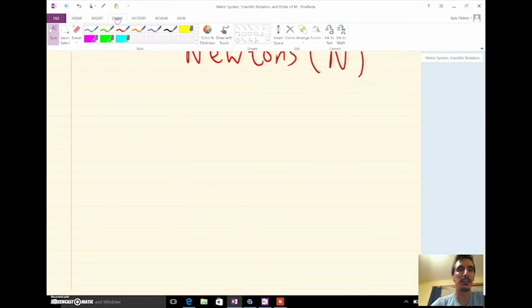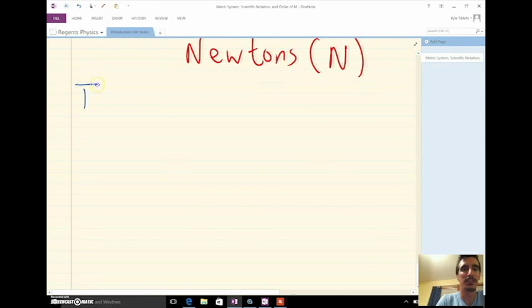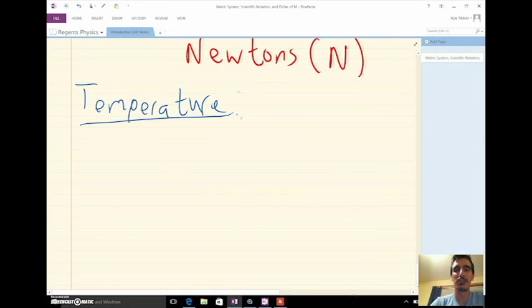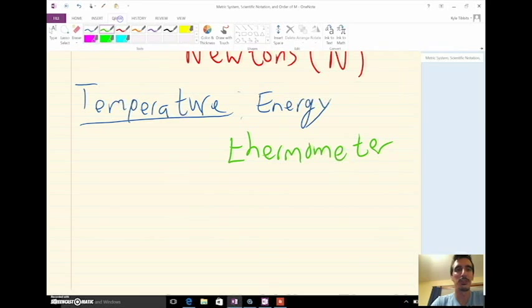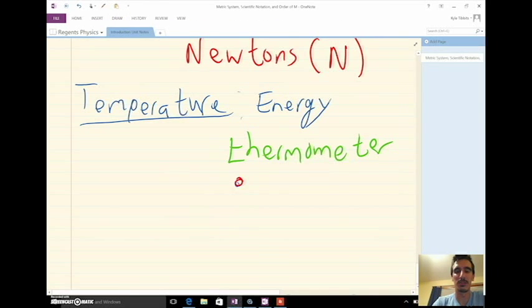Okay, last one is temperature. We talked about that at the beginning. What exactly does temperature measure? Well, temperature measures energy. It's how fast or slow particles are moving. To measure temperature, we use a thermometer. And its units in physics class, we're going to go with degrees Celsius. Hopefully I can spell this right. Degrees Celsius. Okay. I think that's spelled correctly. All right.